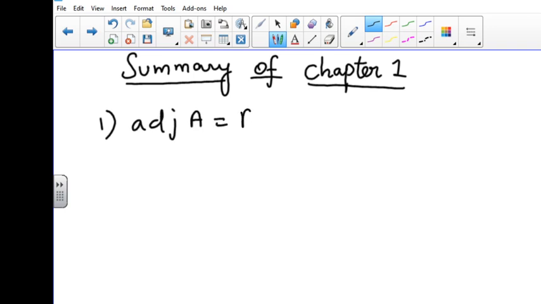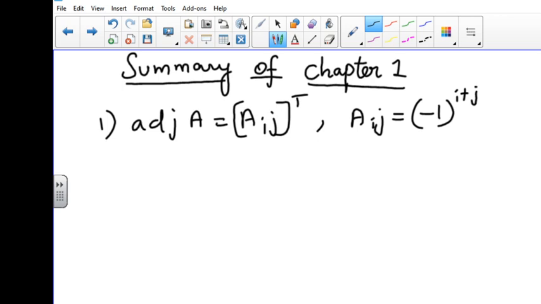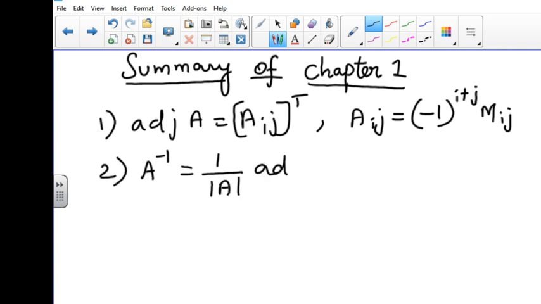Adj A is equal to (Aij) the whole transpose, where Aij is (-1) to the power i plus j into Mij. Mij is nothing but the minor of the matrix. Number 2, A inverse is equal to 1 by determinant A into Adj A.